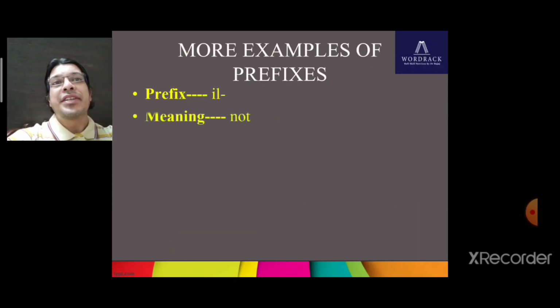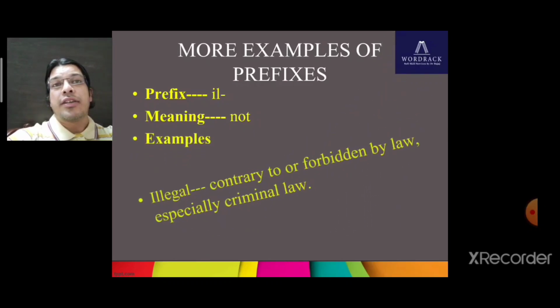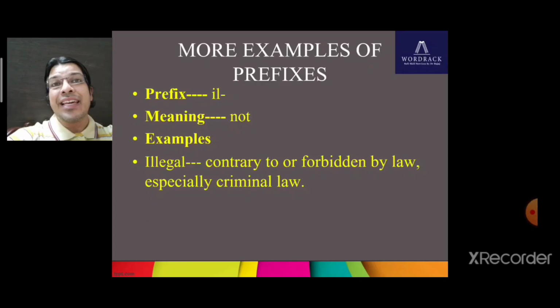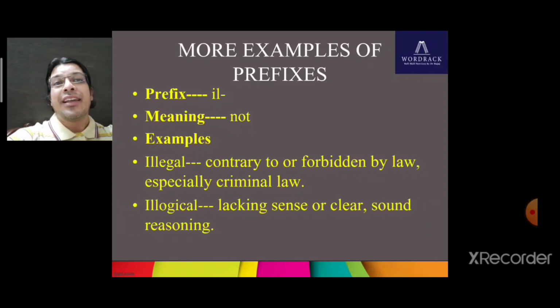More examples, prefix il, it means not. So, illegal, contrary to or forbidden by law, especially criminal law. So we add il to legal, so it becomes illegal, and I've given you the definition of it or the meaning of it. Likewise, illogical, we have added il to logical, so illogical the meaning becomes lacking sense or clear, sound reasoning.